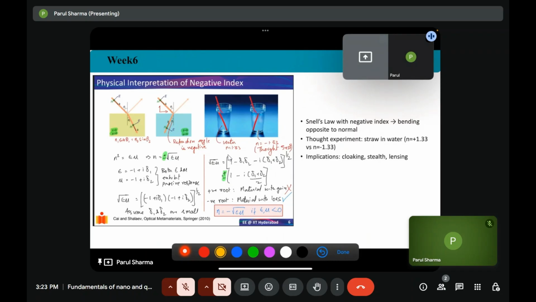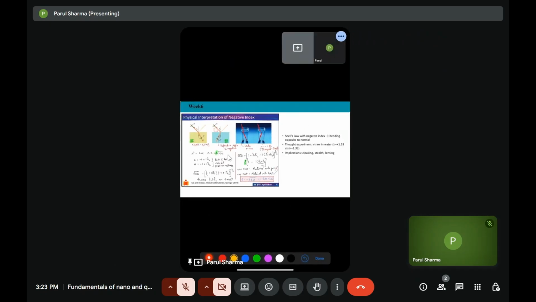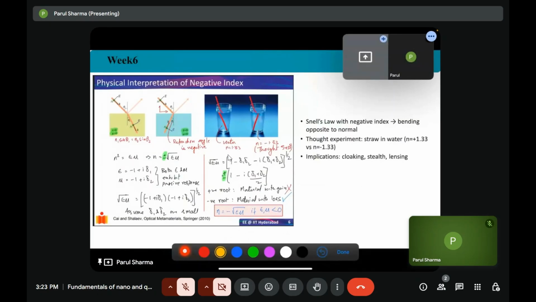So now what is the physical interpretation of the negative index? You will see that in general Snell's law, if the light is incident, you have two media. Here we have the theta incident.